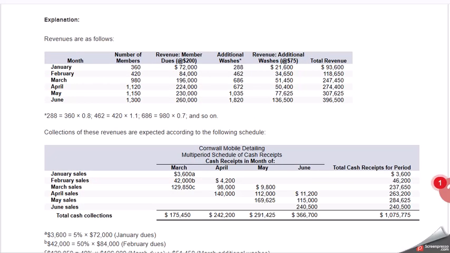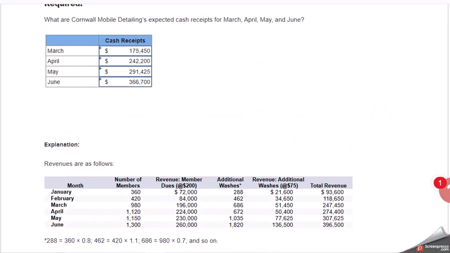Then we're going to map it out by, well, how do they pay? So in March, we would be receiving 5% of January's membership. So that is the 3,600. We would be receiving, what was our next percentage?